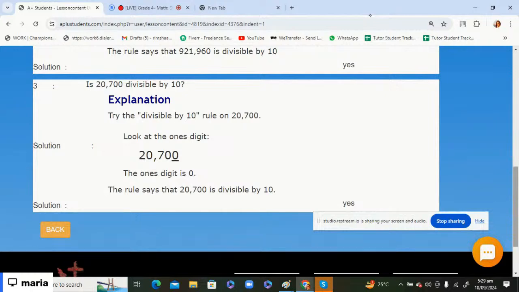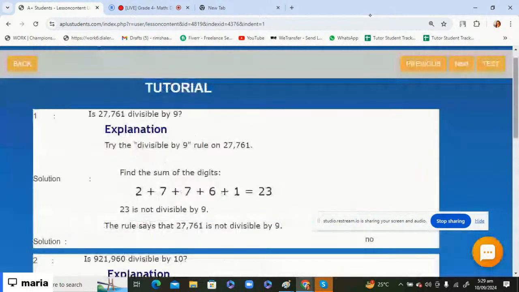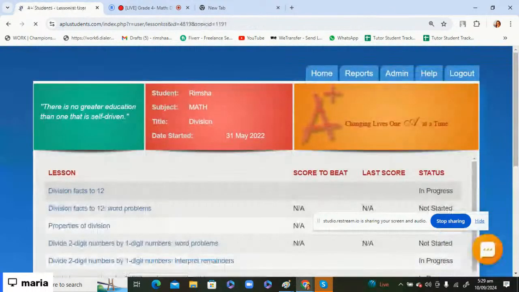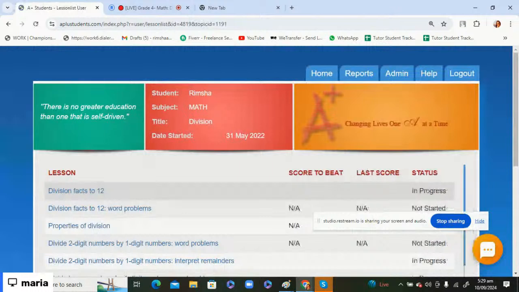Okay, I hope you guys understand this lesson as well. So you can solve the rest of the test questions by yourself. Okay, if you still need any help, then just contact the tutors.